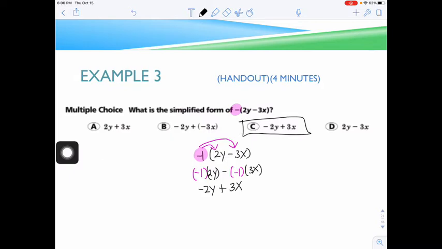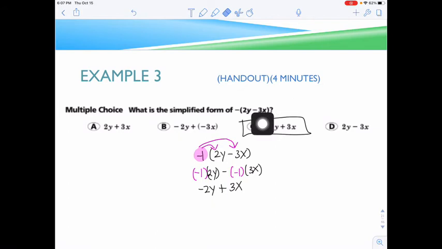Now I'm going to show you guys a shortcut to this. Anytime you are multiplying by just a negative, all you're going to do is switch the signs. So if we go back up to this original expression, negative times the quantity 2y minus 3x, if you go inside the parentheses and just switch the symbols, so here we had a positive 2y inside the parentheses, it becomes negative 2y.